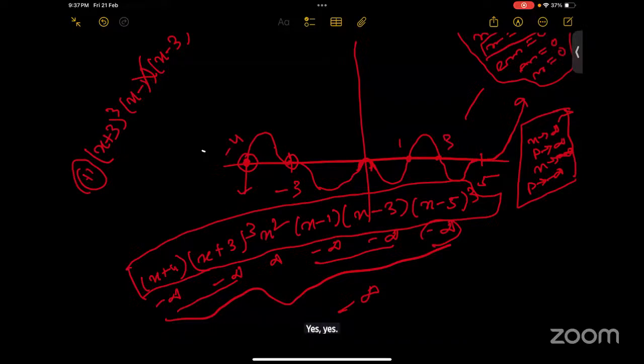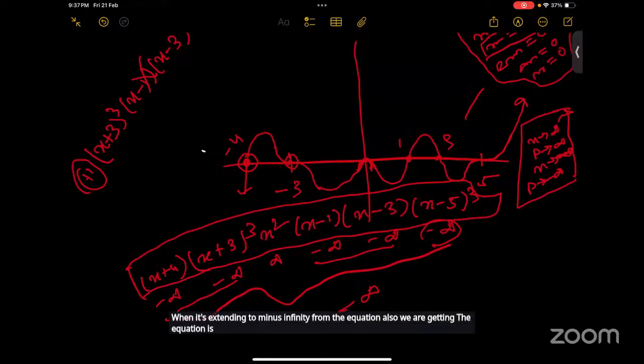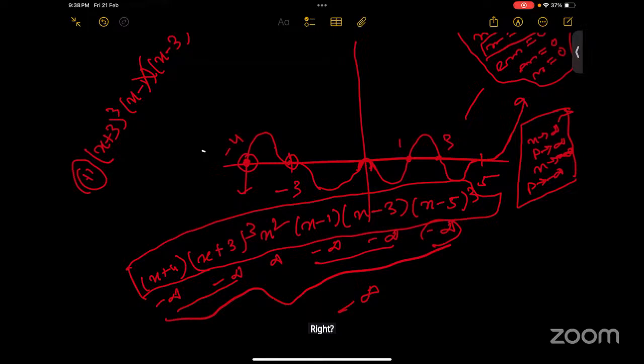Ma'am, but I think the sign of the coefficient should be negative, because it is going from minus infinity to positive infinity. So if we take minus infinity, then it will come minus infinity. When x is tending to minus infinity, from the equation also we are getting that the equation is tending towards minus infinity, right? And after 5 it is going to positive infinity, ma'am.